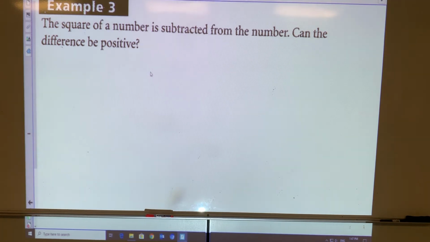Oh, I didn't have it. Okay. The square of a number is subtracted from. Are we missing something here? The square of a number is subtracted from the number. Oh, okay. Can the difference be positive? I guess we'll find out.